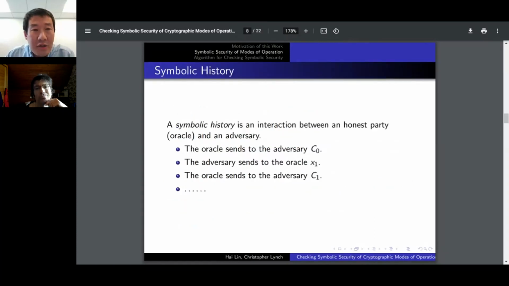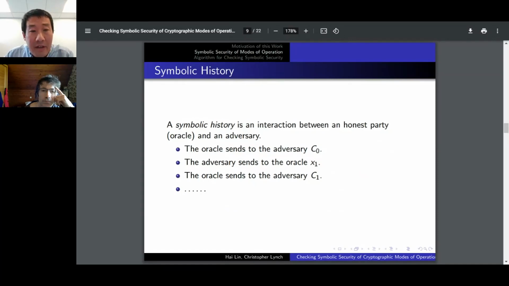And then there's this notion of symbolic history. So a symbolic history is essentially an interaction between an honest party and an adversary. So sometimes the honest party is also referred to as the oracle because it responds to queries from the adversary. And the interaction goes as follows. So first, the oracle sends to the adversary C0, and then the adversary sends to the oracle X1, which is the first plaintext block, and then the oracle responds with C1 and so on.